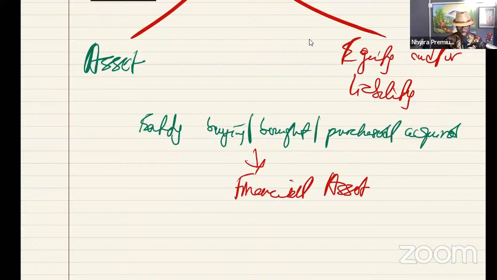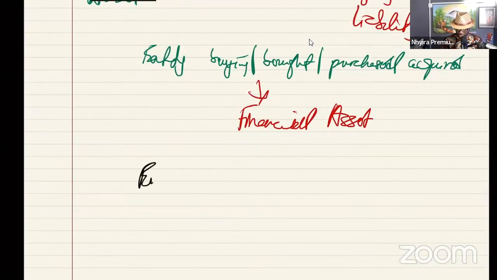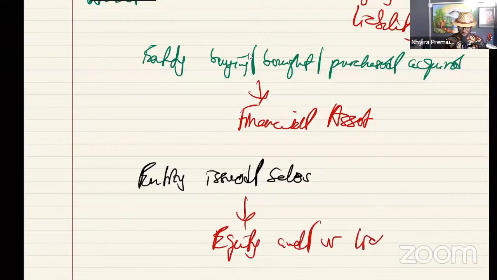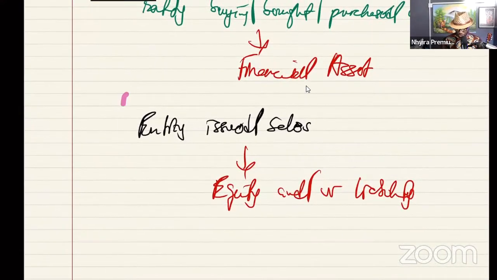But on the other hand, if the question reads that the entity issued, the entity sells, then it means that we are going to be dealing with either an equity instrument and or liability. So the trick is to identify in the question that we are solving, who is up? Is it an equity? Is it a liability? If the entity is buying, purchasing, acquiring, that is a financial asset. If the entity is issuing, the entity is the one selling, then it becomes an equity and or liability.